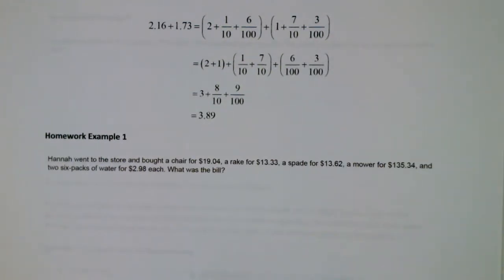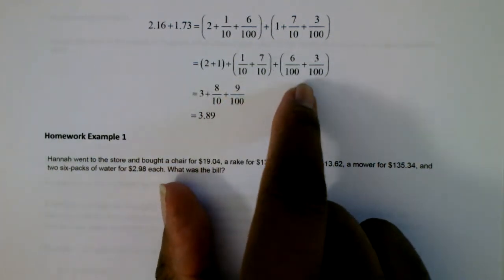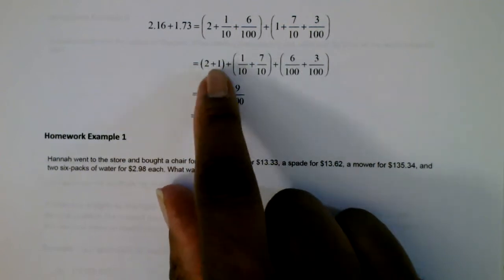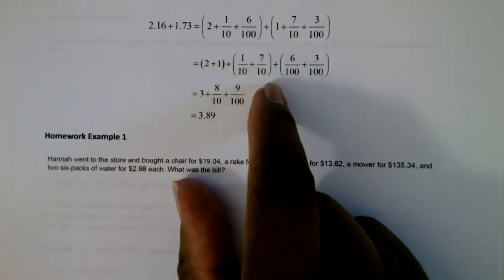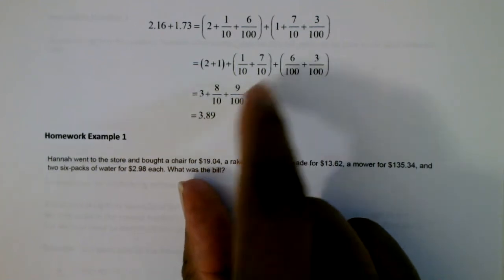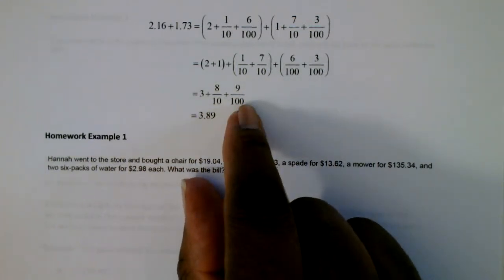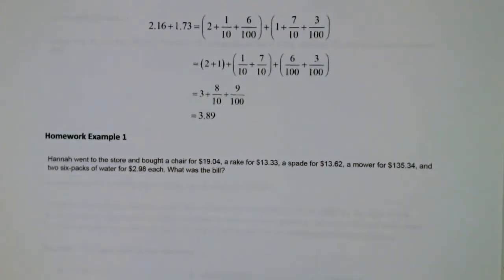So here we just group the whole numbers, group the fractions with the denominator of 10, and group the fractions with the denominator of 100. So 2 plus 1 will be 3, 1/10 and 7/10 is 8/10, 6/100 and 3/100 is 9/100. Converted back to a decimal would be 3.89. Okay. And of course, when we add decimals, we simply line up our decimal points and then add column by column with regrouping if necessary.